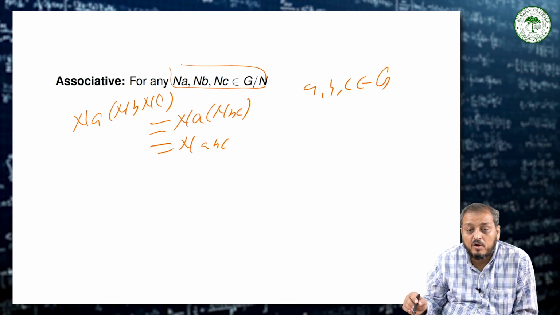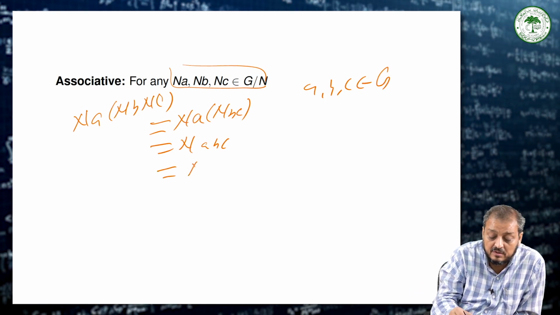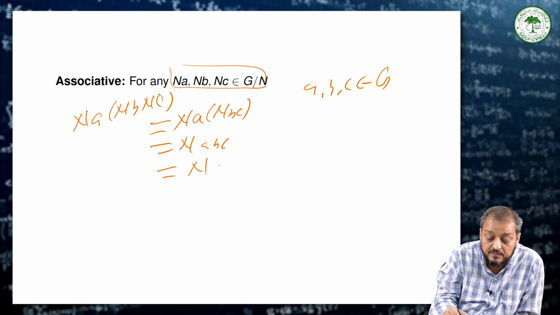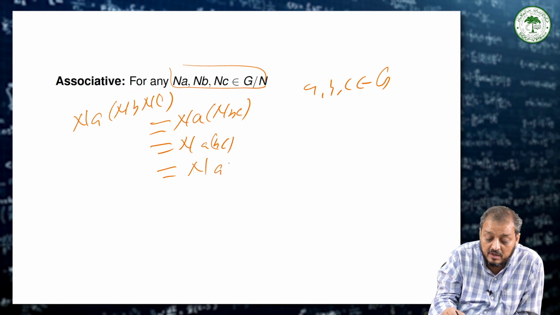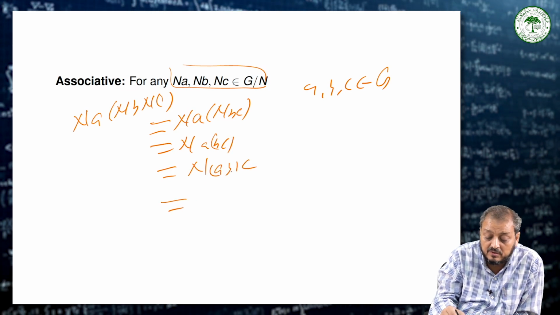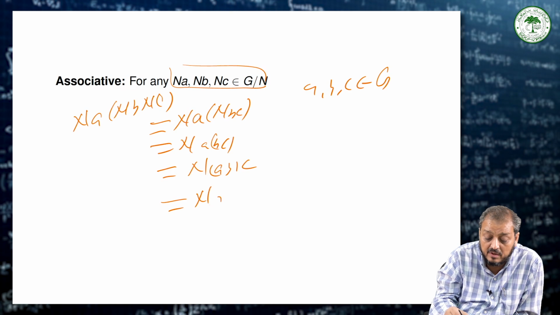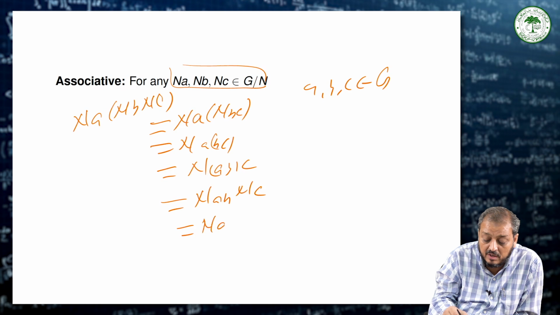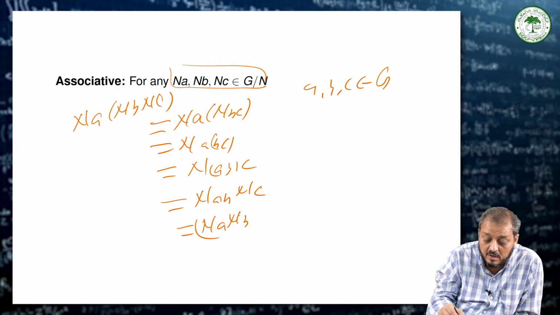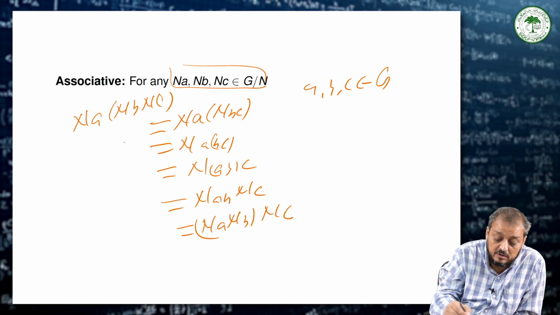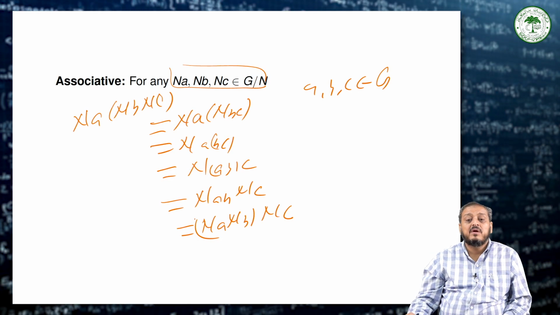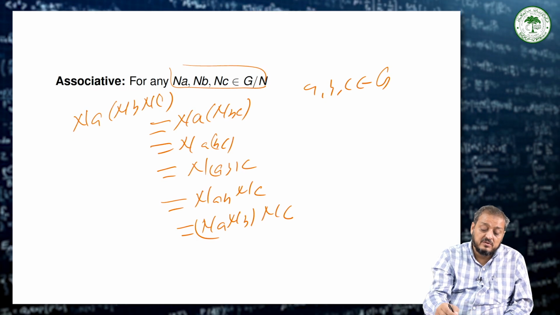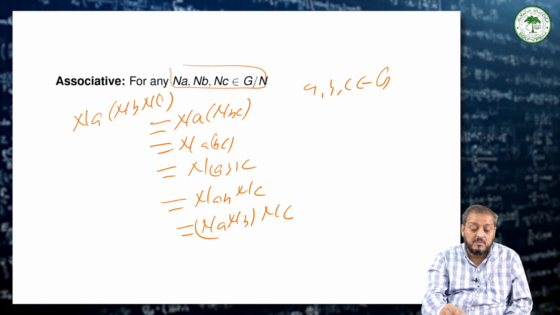N is a normal subgroup, so this can be written in the form N(ab) and you have Nc. By the property, this can be written as N(ab) N(c). This can be written in the form of Na Nb, and then you have Nc. Now we have to show that Na, Nb, Nc are elements of G by N. Then (Na Nb) Nc is the same as Na (Nb Nc).